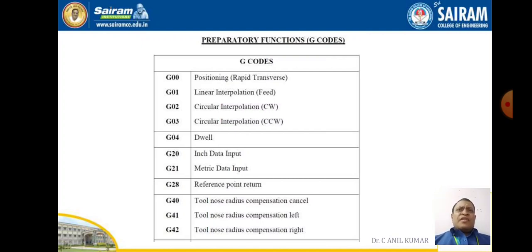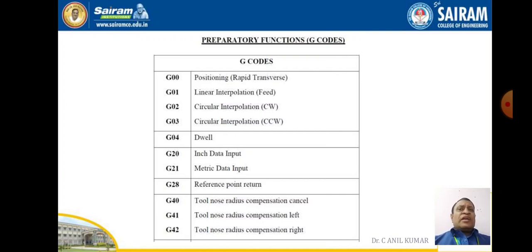Now G40, G41, G42 are the tool nose radius compensation preparatory functions. G40 is the tool nose radius compensation cancel, G41 is the tool nose radius compensation to the left side, and G42 is the tool nose radius compensation to the right side.